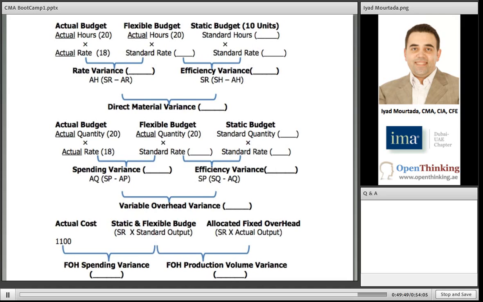We thought our telephone bill was going to be 400 dirhams, it was 450. So this is spending. We spend more. We use our cell phone more. But how much actually should it be? See how much actually it should be.